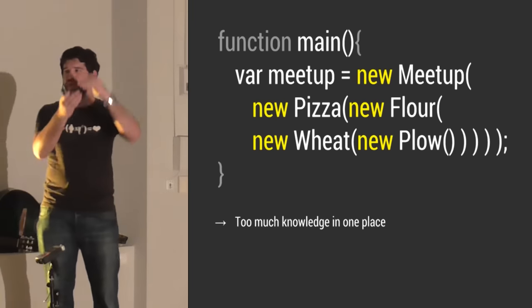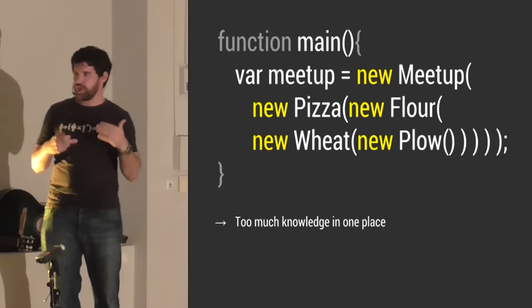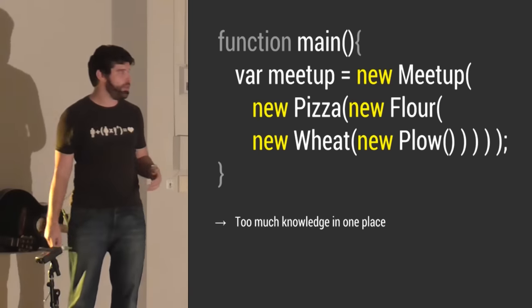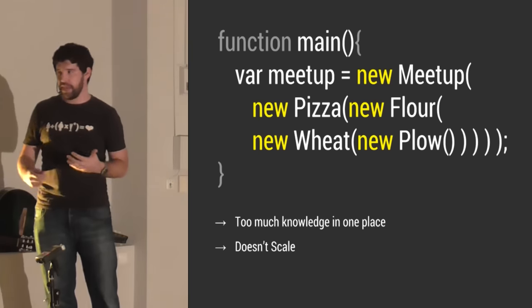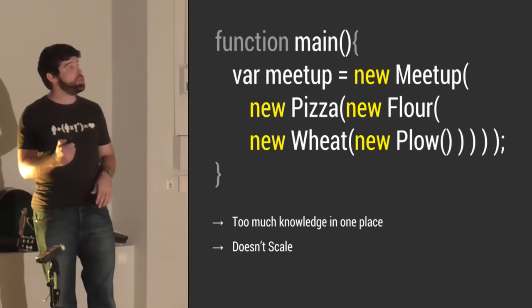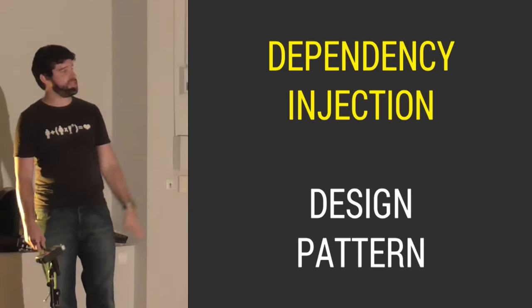If we need to change, we need to look at this, I don't know, in a large scale application, you get a lot of lines of code. And it doesn't scale. Okay, so it's making it harder to program. So this is why they invented the dependency injection design pattern.